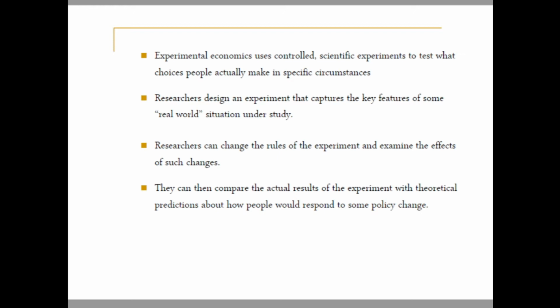We design and implement controlled scientific experiments to test what people do in some situations. If we want to study the behavior of people in a situation, we design an experiment that captures the main features of this real world situation, and then we put people acting in this situation in the laboratory. Of course, we can change the rules of the experiment if we want to study the effect of some specific element of the situation. Then we do the experiment again, and we can see the effect of these changes in the behavior of people. In this way, we can compare the results with the theoretical predictions, test theories, and also create new theories. And of course, we can see how people respond to some policy changes.